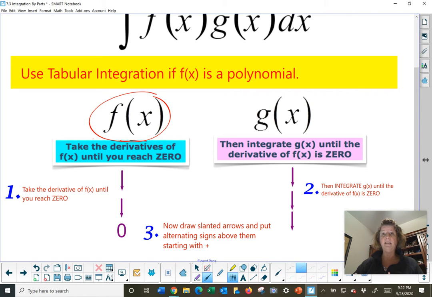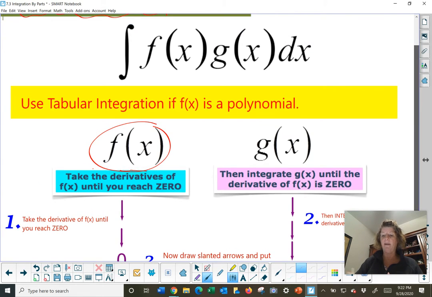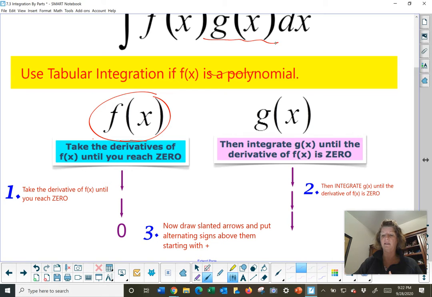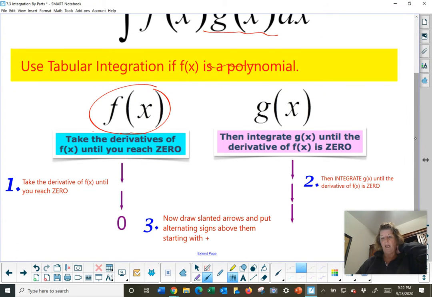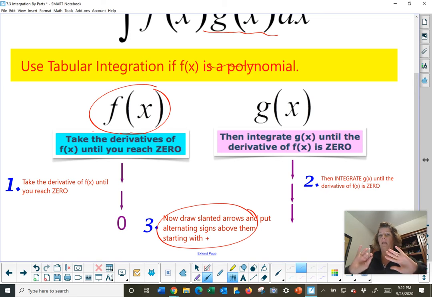The other thing that I need to have happen is, if I have my other function, let's call it g of x, I need to be able to integrate g of x easily. So I need to be able to integrate the one and take the derivative of the other. The derivative eventually has to go to zero. And once I do that, then I draw in some slanted lines and I alternate positive, negative on that. You'll see how this works in a moment.